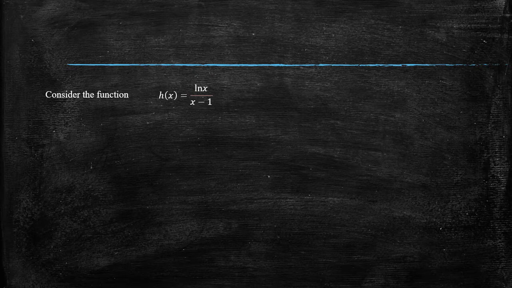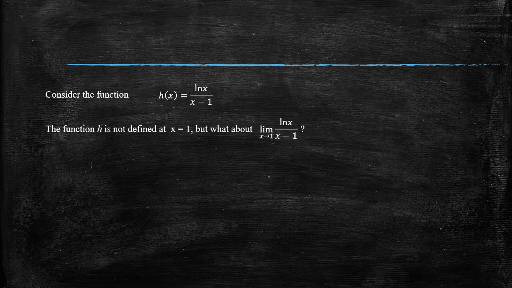Consider the function h of x is equal to the natural log of x divided by x minus 1. The function is not defined at 1, but what about the limit as x goes to 1?